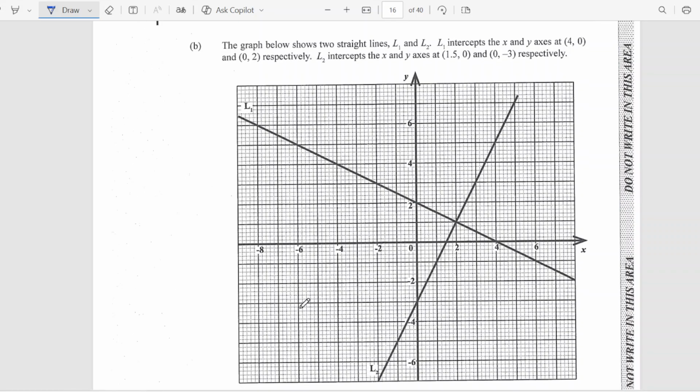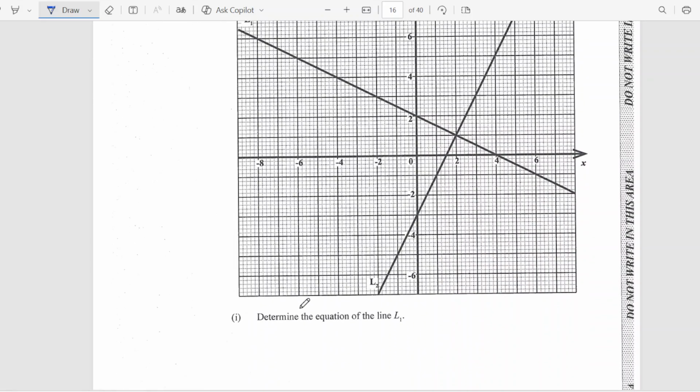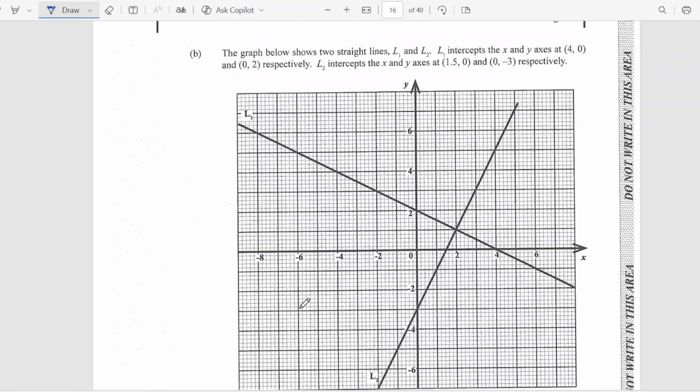Right. Part B. The graph below shows two straight lines, L1 and L2. L1 intercepts the x and y axes at (4, 0) and (0, 2) respectively. L2 intercepts x and y at (1.5, 0) and (0, -3) respectively. Determine the equation of line L1. So this is line L1. We have the coordinates for L1, right?